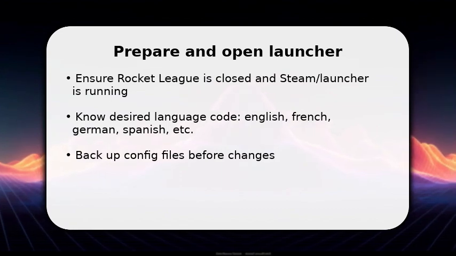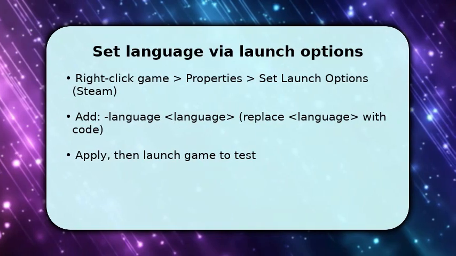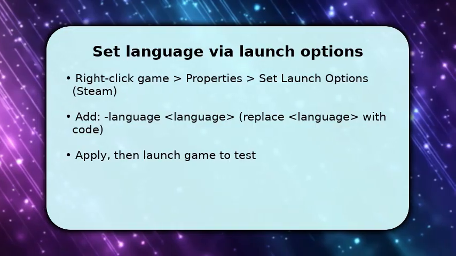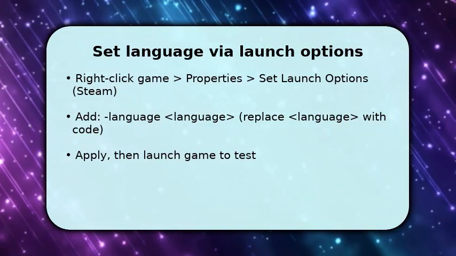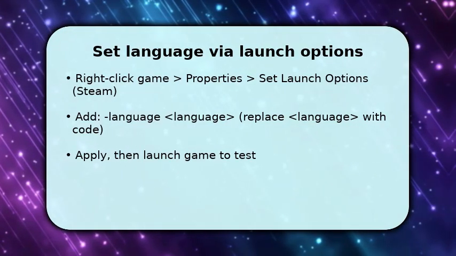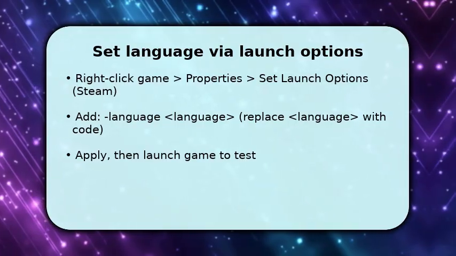Now modify how the game starts by adding a launch parameter. On Steam, right-click Rocket League, choose Properties, then set Launch Options. Type Language English or your chosen language name and save.